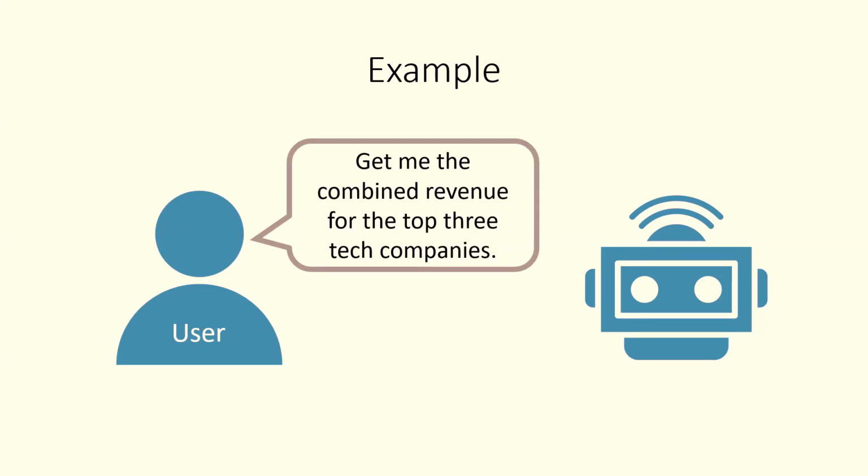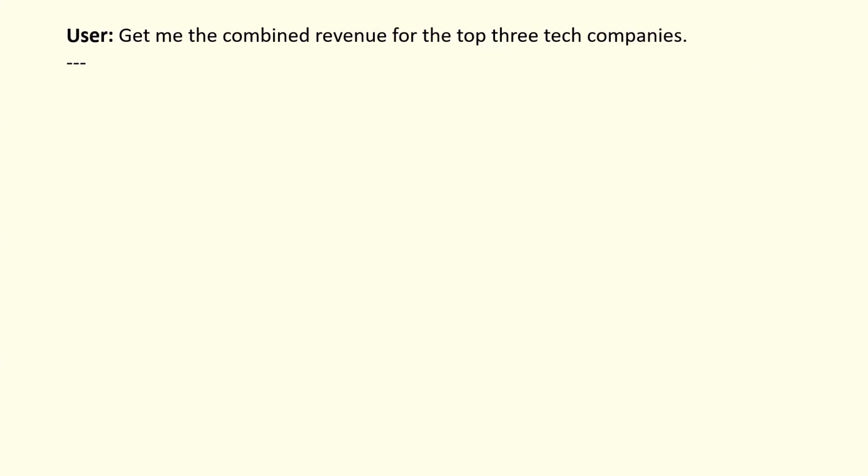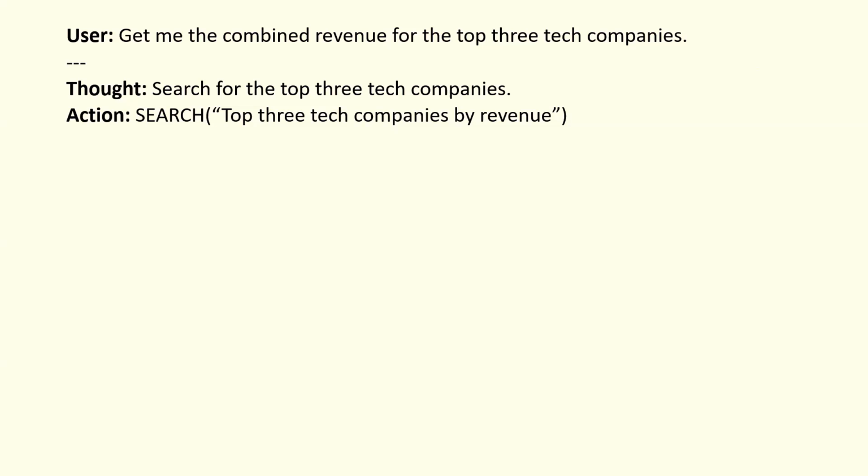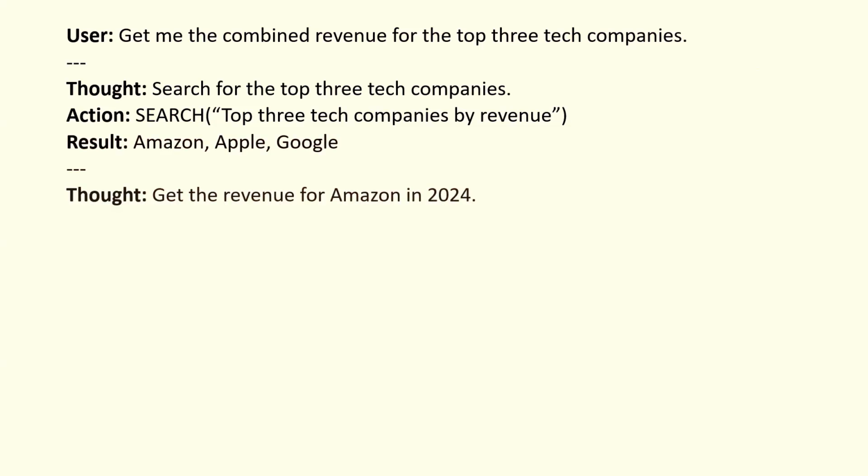So now let's take a look at a more real-world example of a semi-autonomous agent in action. This is an example of trying to get the combined revenue from the top 3 tech companies. So the agent first thinks to itself, I should search for the top 3 tech companies. It performs the action using its search engine, top 3 tech companies by revenue. And it's going to get the results, Amazon, Apple, and Google.